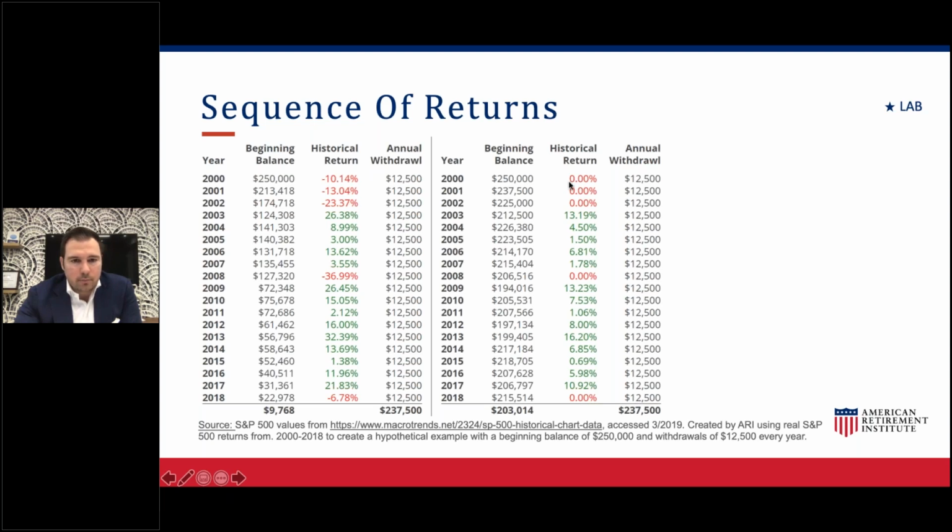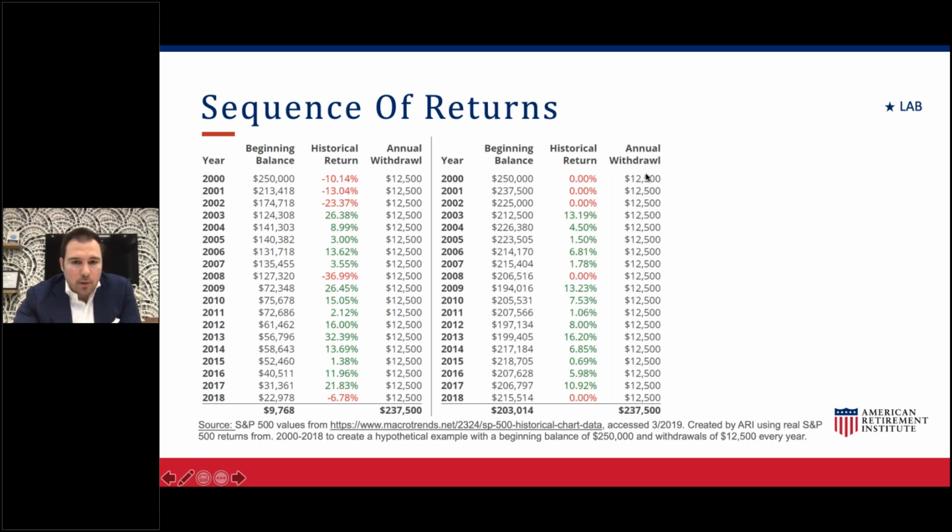Okay, here's a tech bubble. We get 3 zeros. Here's 2008. We get a big zero. And typically in fixed index annuities, you earn about 50% of the market upside. So the market's up 26, we're up 13 over here. The market's up 9 over here, we're up 4.5 over here.